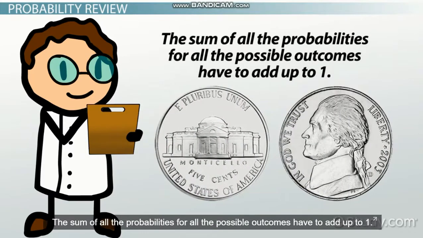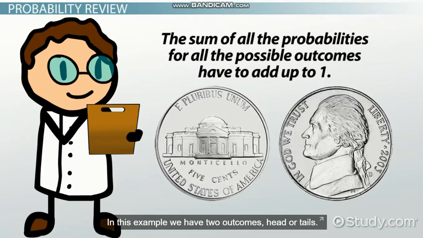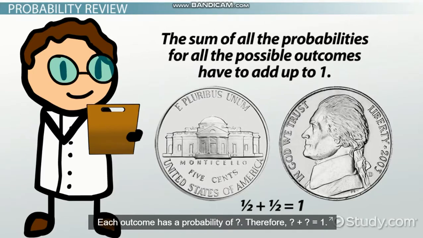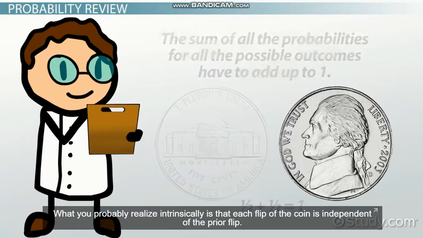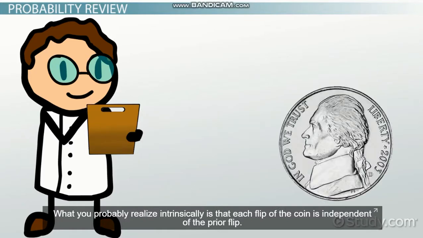The sum of all the probabilities for all the possible outcomes has to add up to 1. In this example, we have two outcomes, heads or tails. Each outcome has a probability of 1/2. Therefore, 1/2 plus 1/2 is equal to 1. What you probably realize intrinsically is that each flip of the coin is independent of the prior flip.